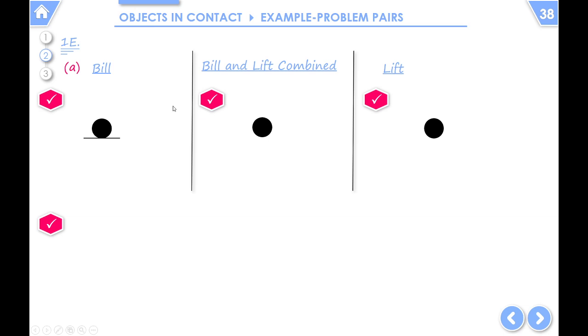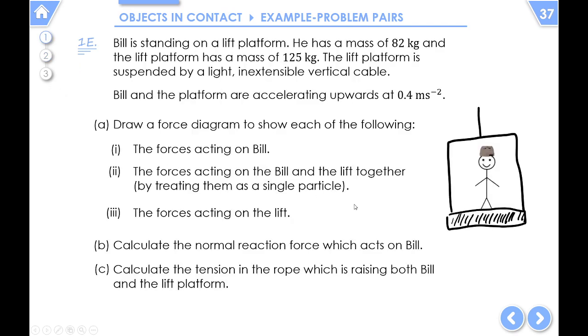I've got an outline of what it could look like here. You've got Bill and the lift, and the lift. Just add the forces the way you think they will work. I'll give you a couple of minutes to do that, and then I'll show you my answers and talk through why I've got them set out as they are.